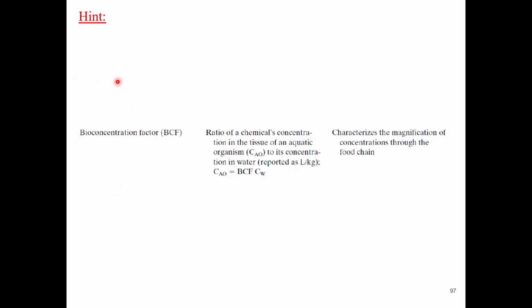So if you remember these terminologies, bioconcentration factor is basically a ratio of the chemical's concentration in the tissue of an aquatic organism to its concentration in water, so C_organism by C_w. And it characterizes the magnification of concentrations through the food chain.